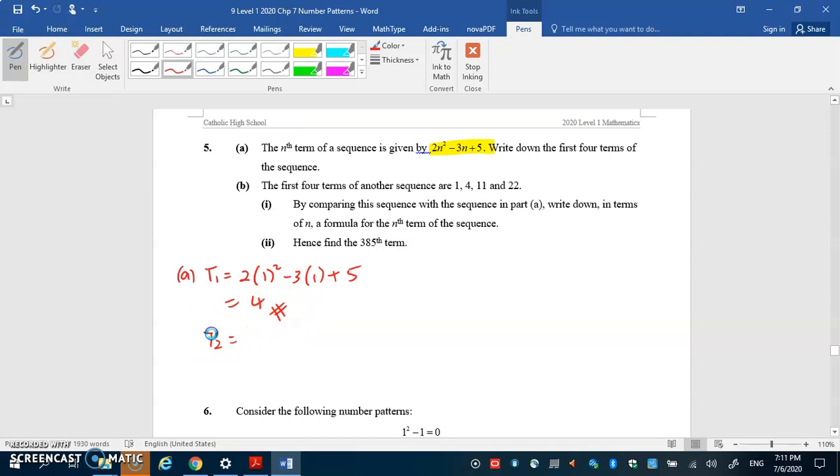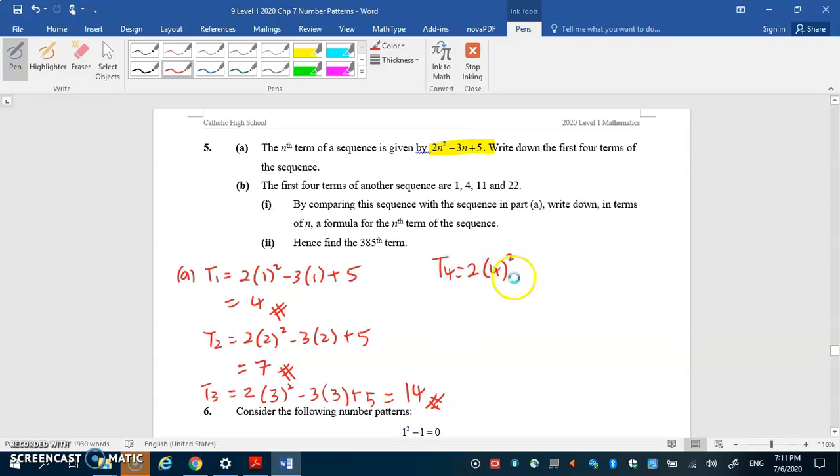Do the same for the next few terms. So you keep subbing in, you will get 7 for T2. For T3, you sub in n equals 3, you will get 14, right? 2 times 9 minus 9 plus 5, so that's 14. And T4 will be 2 times 4 squared minus 3 times 4 plus 5, which is 25.